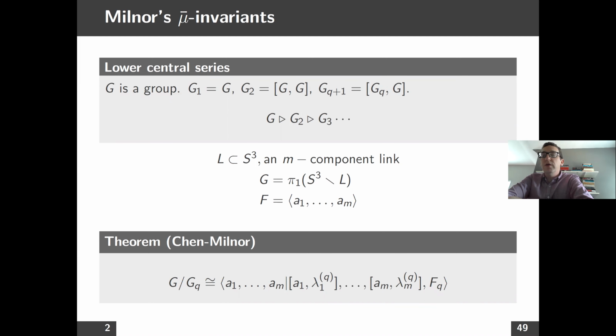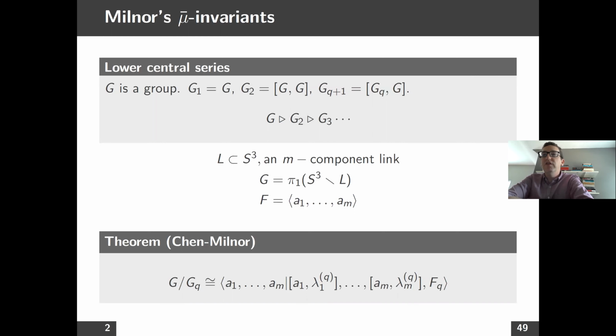Now, if I take a link in the 3-sphere which has m components, and I let G be the fundamental group of the complement of the link, I'm going to take F to be the free group generated by some meridians of the link. So there's m of those. Then there's this important theorem of Chen and Milnor, which gives you a presentation for the nilpotent quotients of the fundamental group of the link.